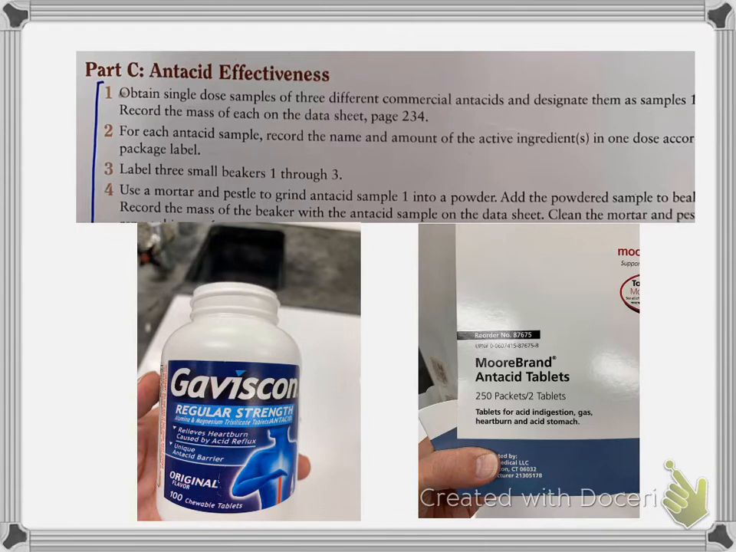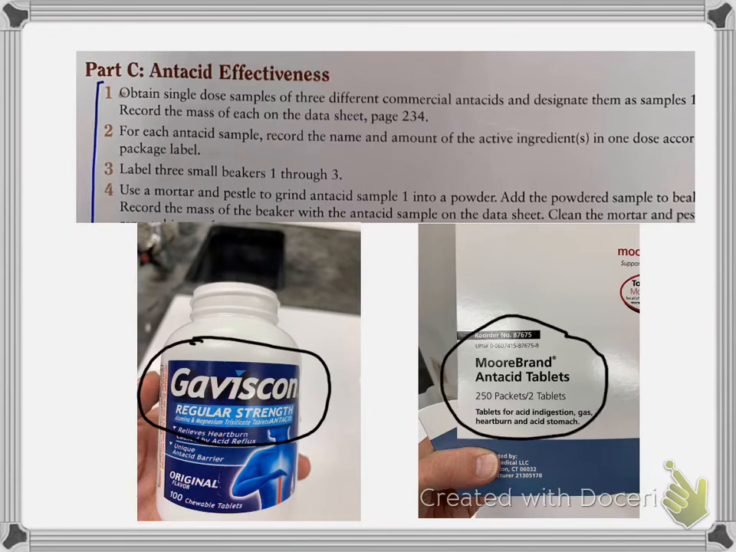And so they had you obtain a single dose of 3 different commercial antacids and designate them as samples 1 and 2, and then record the mass of each of it. Now I, for whatever reason, did not take a picture of the masses, but I had recorded it. So the mass of the 1 dose, I think I'll write it on the next page instead of crowding it. So don't worry, the mass of 1 dose I'll get to. This is Gaviscon, so that was one of the samples. And then the second sample I chose was Moorebrand.